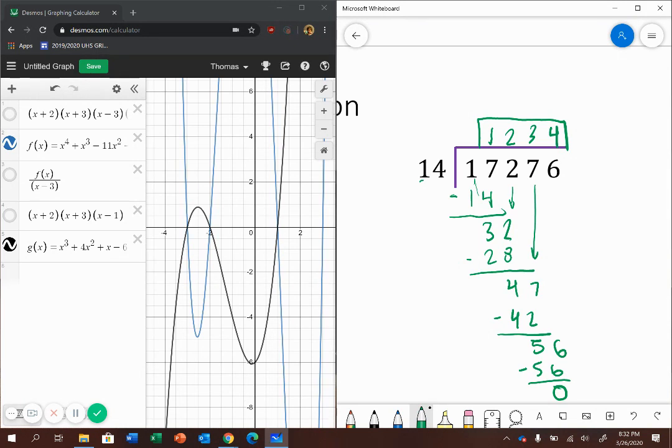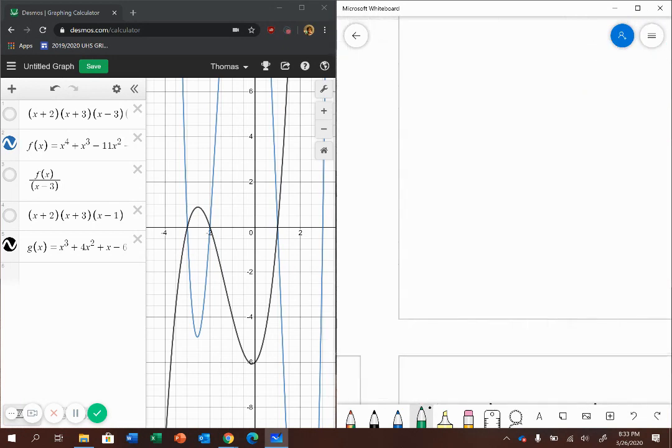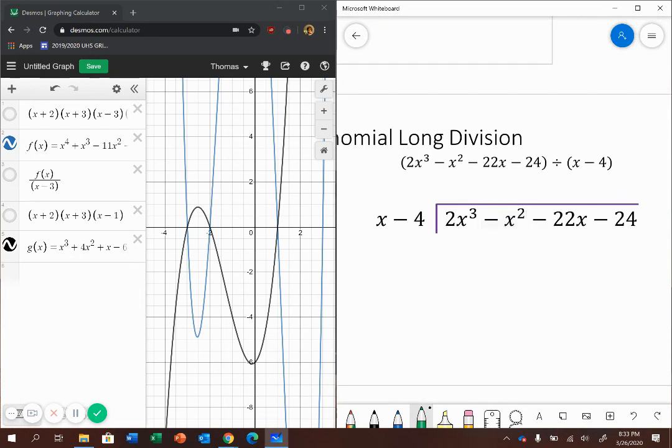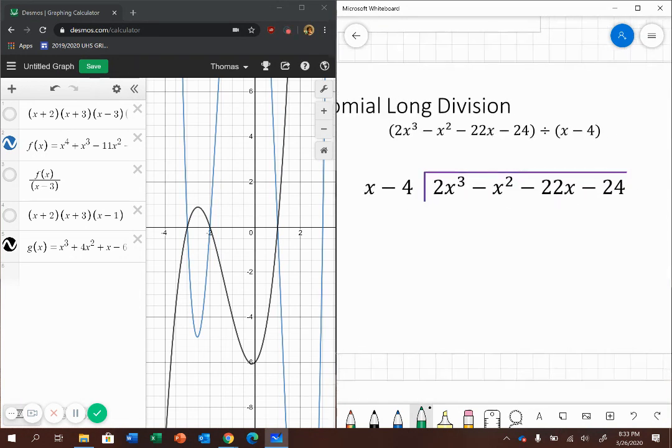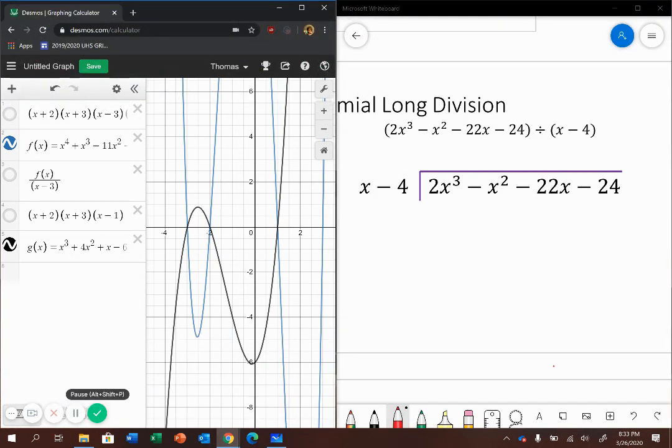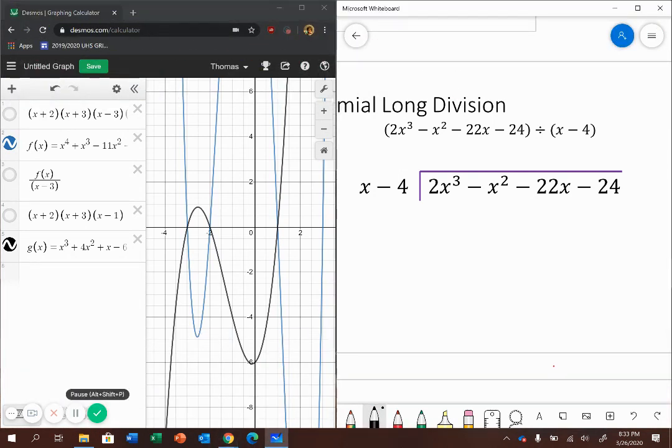Now, this procedure is the exact same procedure that we use to divide polynomials, and we do so in a process called, shouldn't be surprising, polynomial long division. Now, I don't mean to say that this is simple, but the process itself is the same as the simplified process for just numbers. So the x minus 4 in this case is the divisor, and then the dividend, the thing that's being divided, is 2x cubed minus x squared minus 22x minus 24.